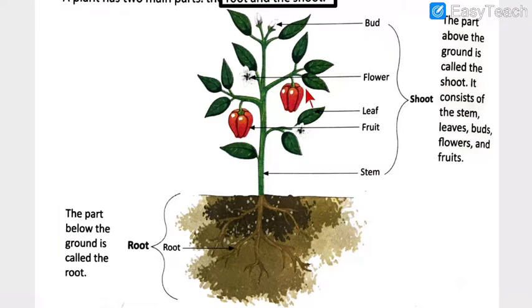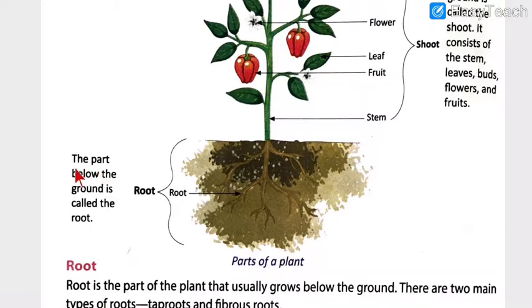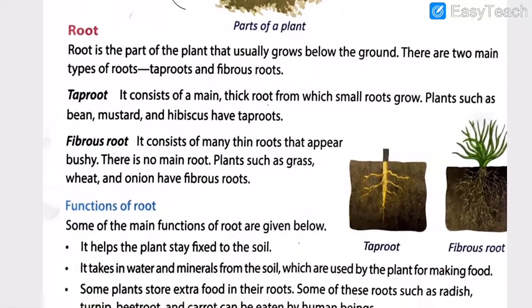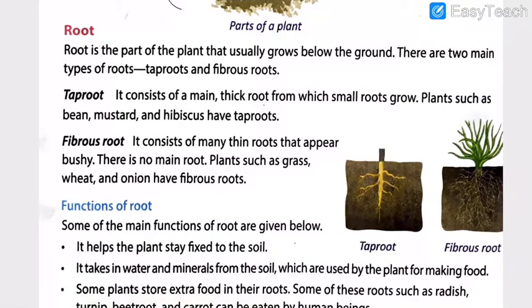Now this flower, fruit, leaf, bud, stem, everything is the part of shoot. So this upper part, in short, is called the shoot part, whereas the lower part which is under the ground, which is beneath the ground, is called the root. Isn't it very easy? So as it is written here, the part below the ground is called the root part. Now let us start with the detailed understanding of the root part.